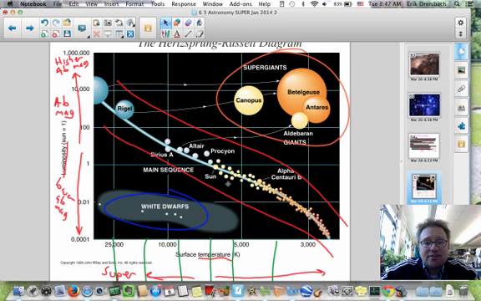Yet, there are two rule breakers. There are some stars that are cool. They have a low, relatively speaking, surface temperature, yet they give off lots of light. Why is that? Because they're huge. Supergiants.